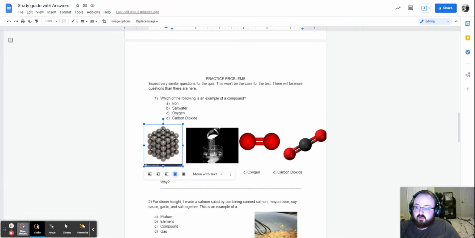So here's the iron, and as we can see here, these are all the same type of atom, right? They're all gray dots connected to one another. When we see a bunch of the same type of atom, we know that example is of an element because it's the same type of atom. All of these atoms are iron atoms. There is no iron atom and a different type of atom. So we know that this is not a compound.